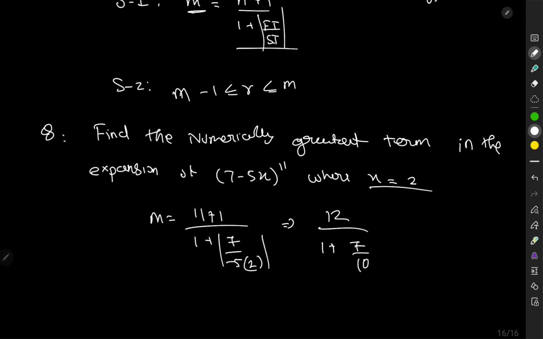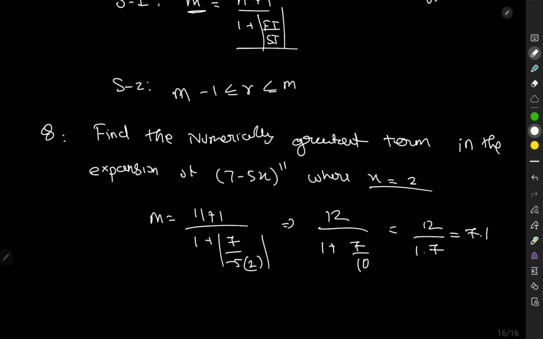So what is 7 by 10? We get 0.7, so 1.7, right? 1.7. So if you divide this, what will you get? So it will come like 7.1 something.